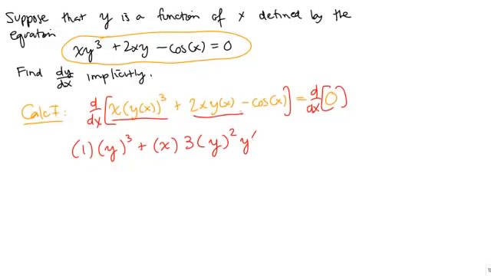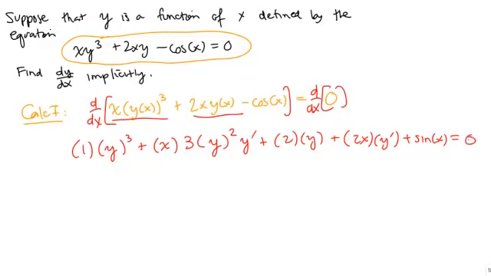Next, I can work on this next piece. It's another product rule. So we'll take the derivative of the first piece, 2, times the second piece, which is y, plus the first piece, 2x, times the derivative of the second piece, which is the derivative of y, or y prime. And then finally, I have to take the derivative of cosine of x, negative, which is positive sine of x. On the other hand, the derivative of 0 is 0.